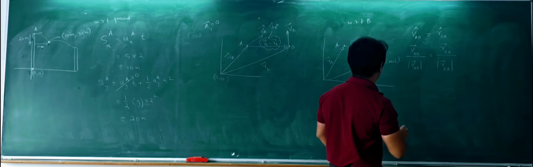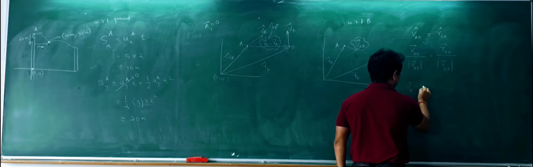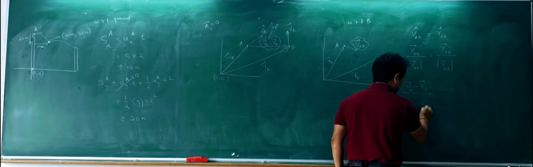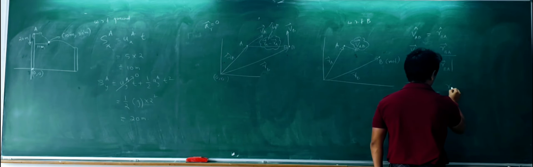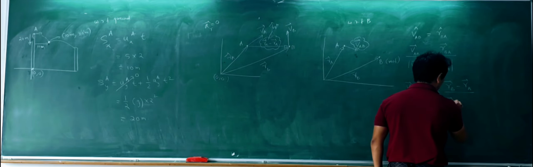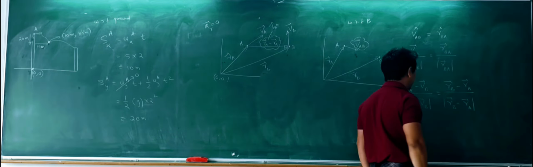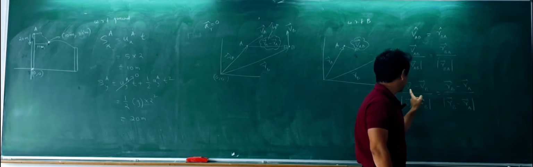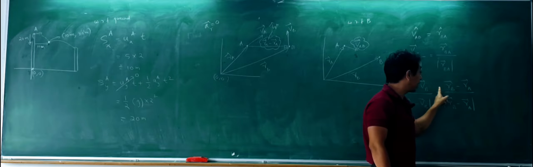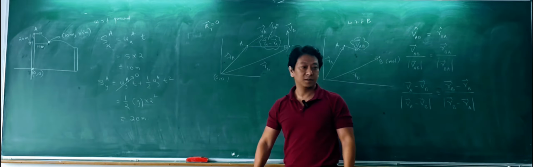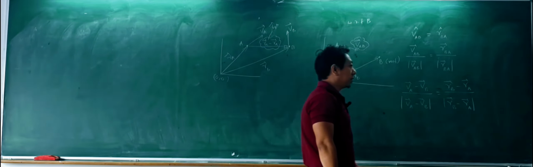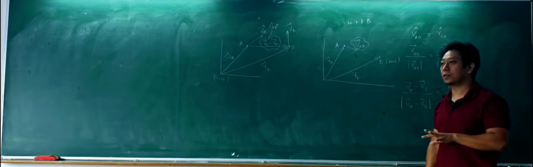And V_AB vector is what? Velocity of A minus velocity of B, by mod of V_A minus V_B. And this is R_B vector minus R_A vector by mod of R_B vector minus R_A vector. The important thing is this: if this is A, this is B, this is B, this is A. Some of them may write A and B only, but they will put what sign here? Minus.